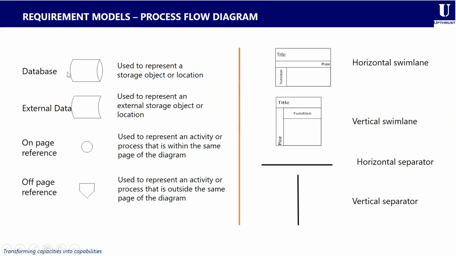We also have the database icon or stencil, which is used to represent a storage object or a location. Then we have the external database that is used to represent the external storage points. We have the references, which are on-page and off-page references. On-page is used to represent a particular piece of information, data or process that exists within the same page of the process flow diagram. And off-page represents an activity or process that is outside the same page of the diagram.